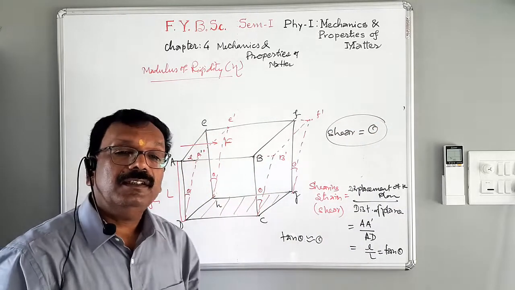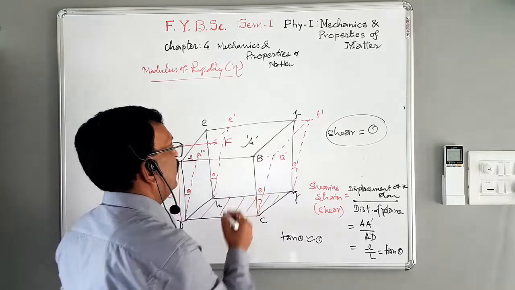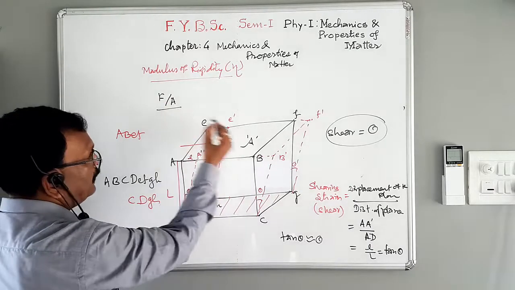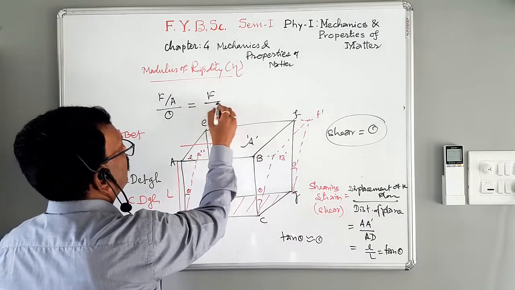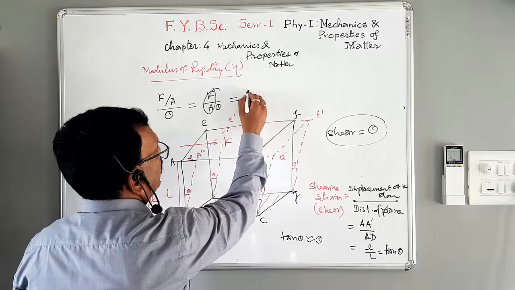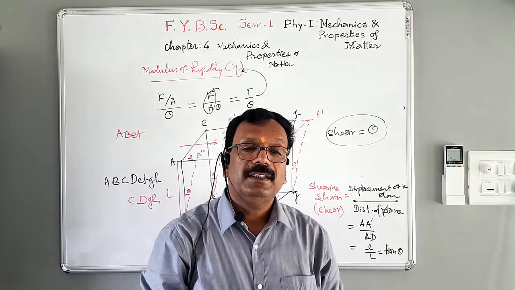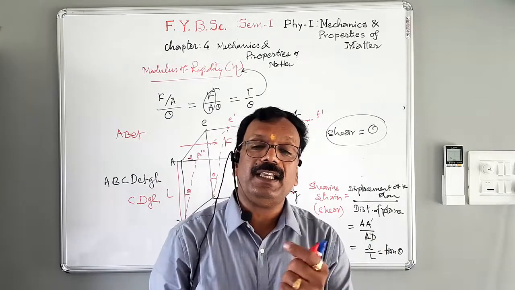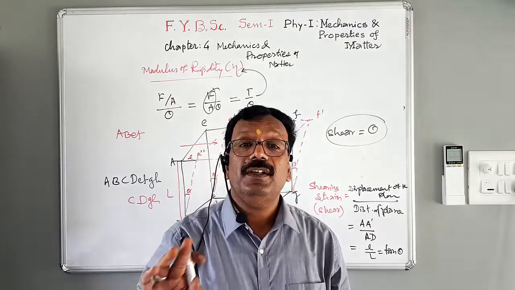Okay, and what is the applied force? F. What is the area of the face? A. Therefore force per unit area is shearing stress, and shearing strain is theta. From this we can write F upon A is the tangential force, so tangential stress T upon theta is nothing but the modulus of rigidity. Again, the unit and dimension of modulus of rigidity is the same as that of pressure, that is M raised to 1, L raised to minus 1 and T raised to minus 2.